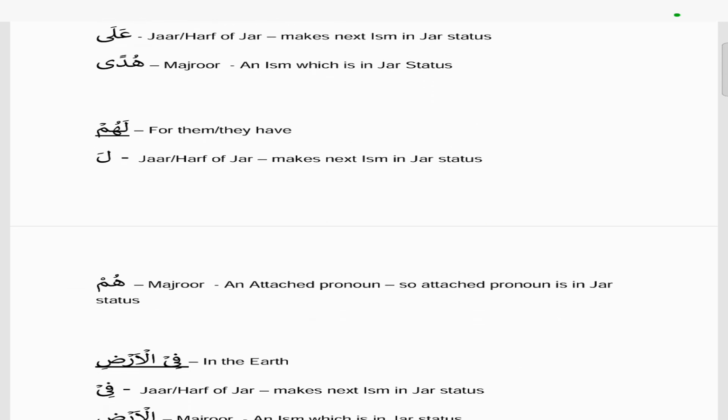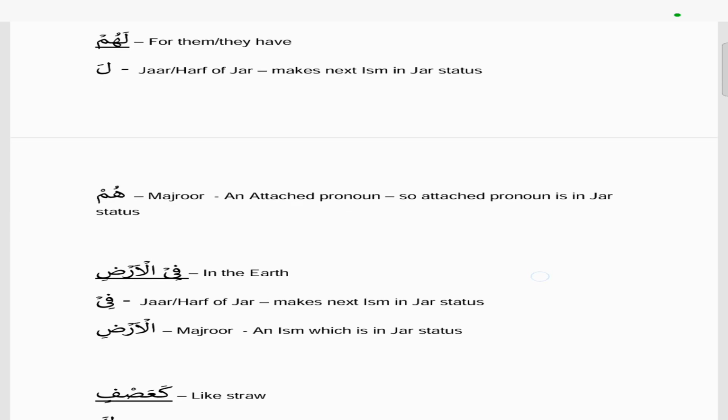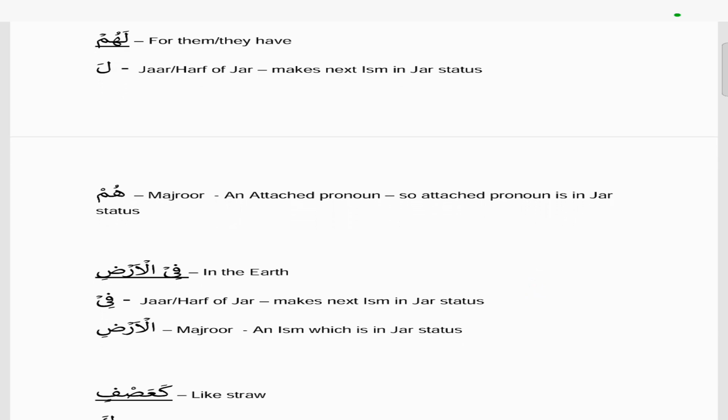And then here we have lahum, which means for them, or they have, and the la is the harf of jar, and it makes the next ism in the jar status, and the hum is therefore the majroor, and it's an attached pronoun. The original independent pronoun, if we remember the independent pronoun chart, is hum, which means they, and so this is the attached pronoun version hum, and therefore this attached pronoun is in the jar status because it's a majroor.